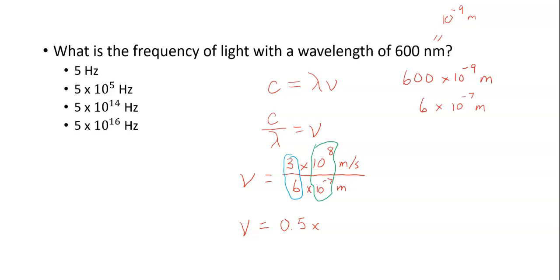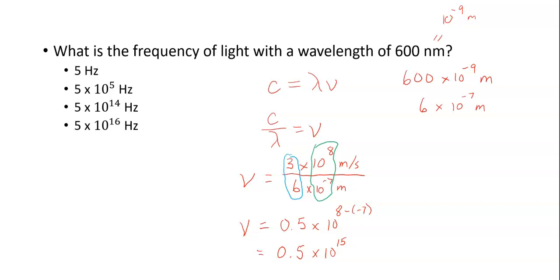Well, when we divide numbers raised to exponents, we subtract the exponents. So that's 10 raised to the power of 8 minus negative 7. So 8 minus negative 7, that's 8 plus 7, so that's 15. So we have 0.5 times 10 to the 15th.